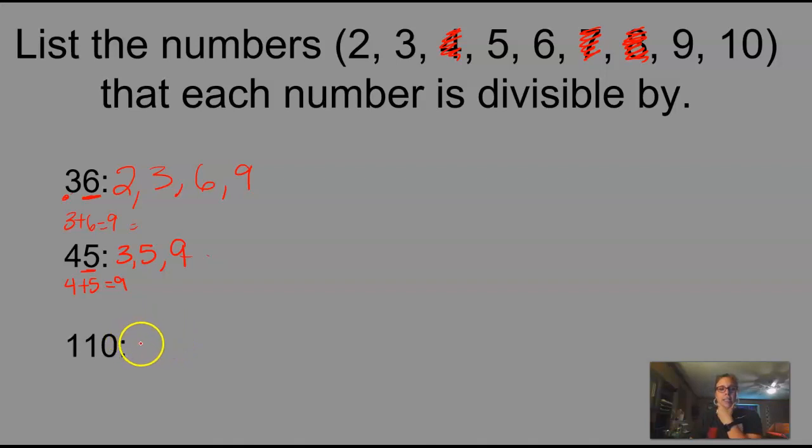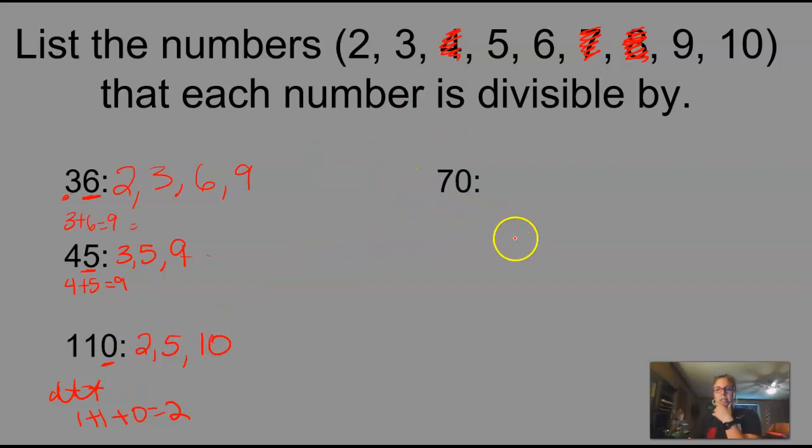All right, 110. Look in the ones place. Yes, it's even. What about if we add it up? 1 plus 1 plus 0 equals 2. So no, 3 will not go into it. It ends in a 0, so 5 will. Since it's not divisible by 3, it's not divisible by 6. 9 will not go into 2, so it's not 9. And then 10, yes, 10 goes into it.